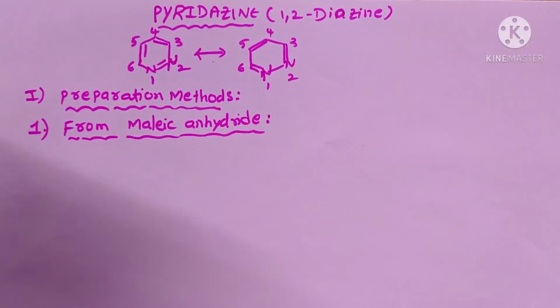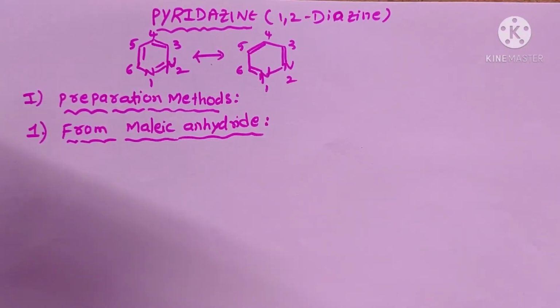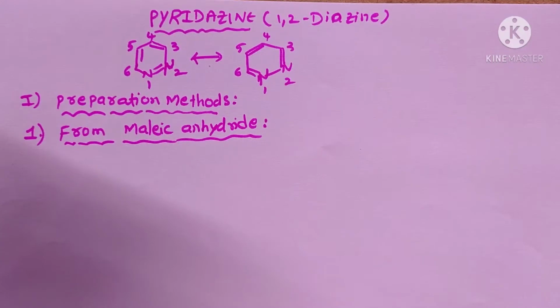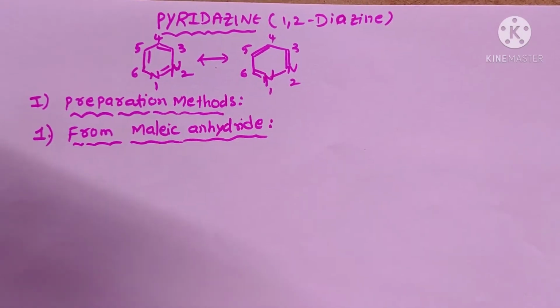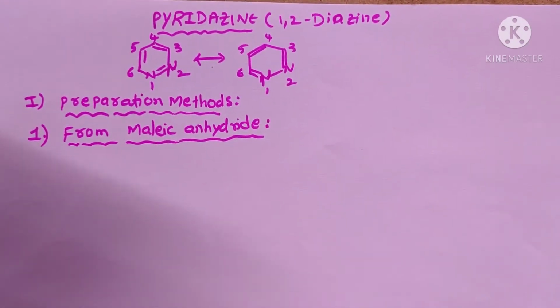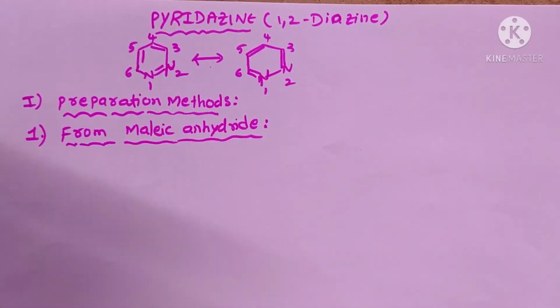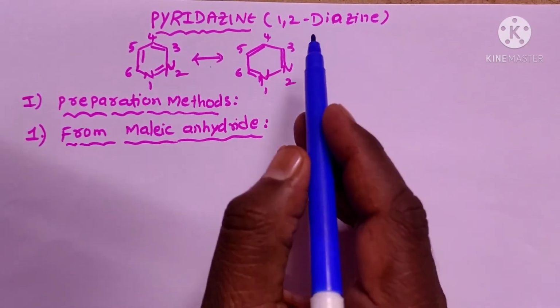My dear students, in this video we are going to learn about the preparation and properties of pyridazine. Pyridazine is also known as 1,2-diazine. Di means 2, azine means nitrogen. So the 6-membered heterocyclic compounds which contain 2 nitrogen atoms in them are called diazines.